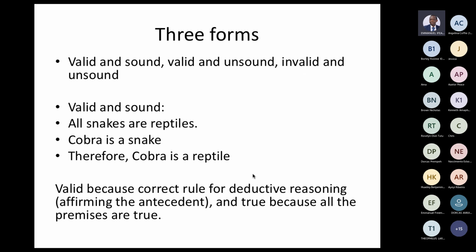So we have three possible forms: valid and sound, valid and unsound, and invalid and unsound. We've already seen valid and sound and valid and unsound. Now, another example of valid and sound. All snakes are reptiles, that's true. Cobra is a snake, that's true. Therefore, cobra is a reptile. That's true. So all the statements are true, and it is a modus ponens. So it is valid because it affirms the antecedent, and it is sound because all the premises are true.